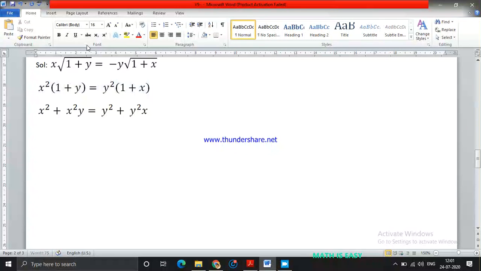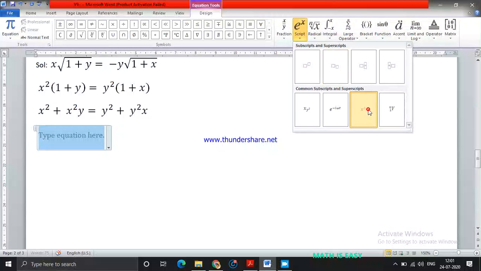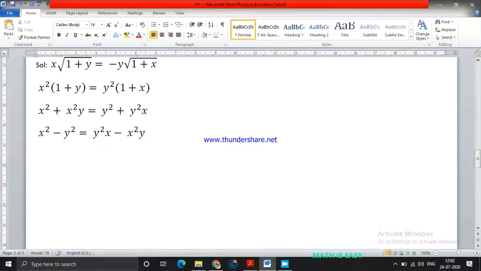So next step what you do is, keep x square the same sign, and bring y square to the right hand side, is equals to y square x minus x square y. So what you have done is, I brought this y square term to the right hand side, so it will become minus y square. Sorry, this y square to the left and x square y to the right. Just I interchange the terms.